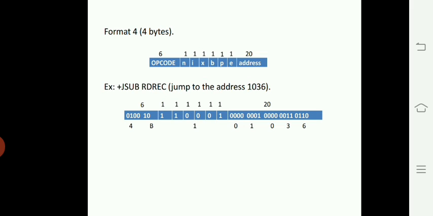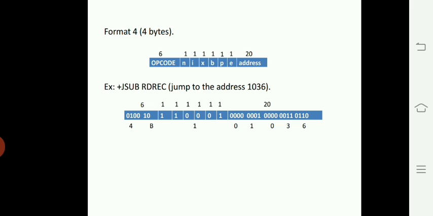The last format is the format 4 instruction, and the size of a format 4 instruction is 4 bytes. The general syntax is the same as format 3, but instead of the last 12 bits being used for displacement, here in format 4 the last 20 bits are used to represent the address. The direct address of the operand is specified in the last 20 bits of the format 4 instruction.